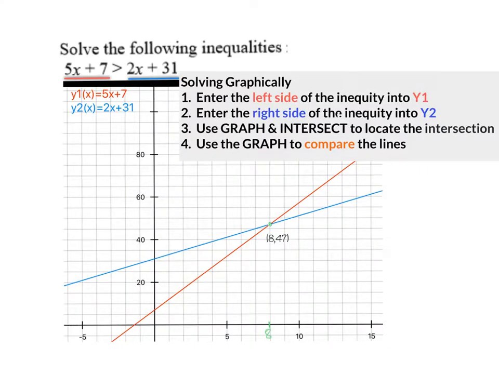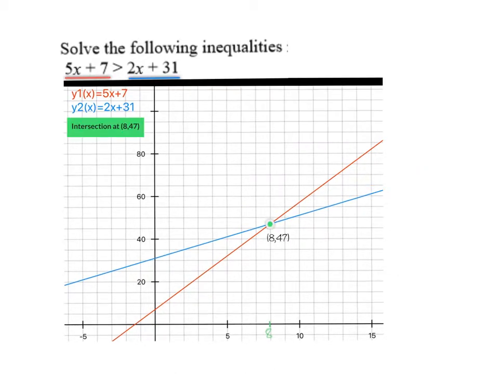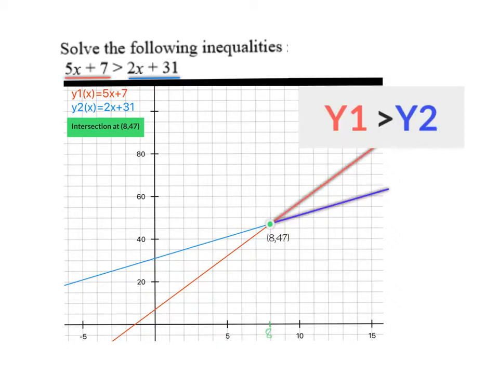If we look at the graph of these, again, putting the left side of the equation into y1 and the right side into y2, graph it and find the point of intersection. The intersection is occurring at (8, 47). After we have the intersection, we need to compare. We're going to compare y1 to be greater than y2.